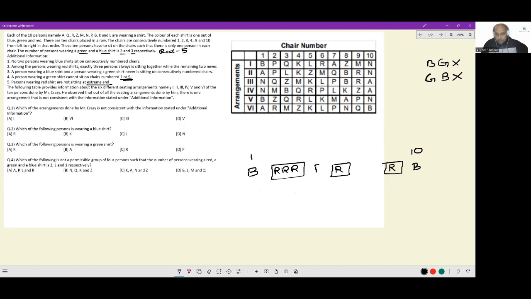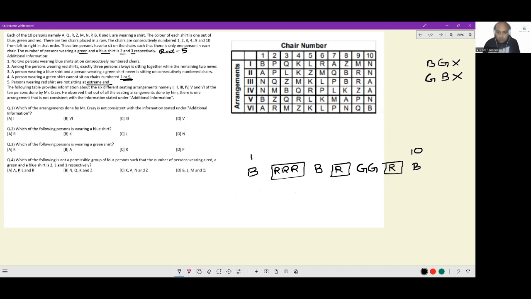Let's say one blue was here and two G's have to come. Where can they come? The only spot left is this, because these two R couldn't be together. And see, does this fulfill all conditions? No two persons wearing blue shirts sit on consecutively numbered chairs. Valid. Among the persons wearing red shirts, exactly 3 persons are always sitting together while the remaining 2 never. Valid. The person wearing a blue shirt and the person wearing a green shirt never sit on consecutively numbered chairs.